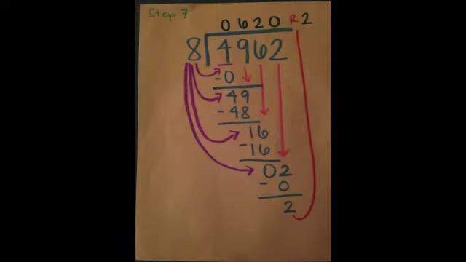For step 7, we have brought down the 2. We all know that 8 goes into 2 0 times, so you subtract 0 from 2, giving you 2, which is the remainder. Your final product, or quotient, is 620 remainder 2.